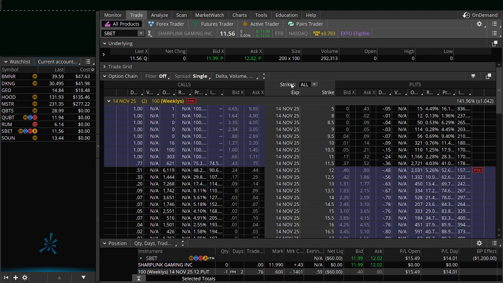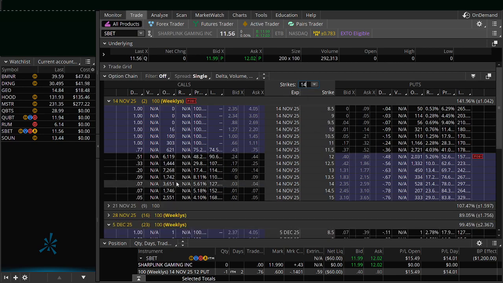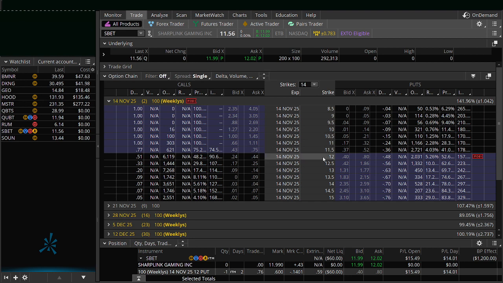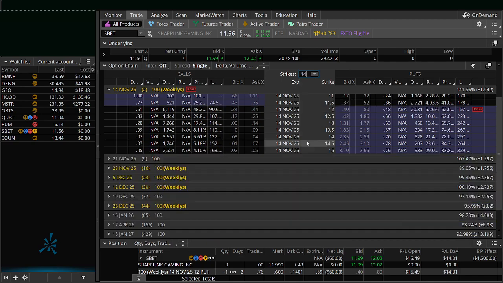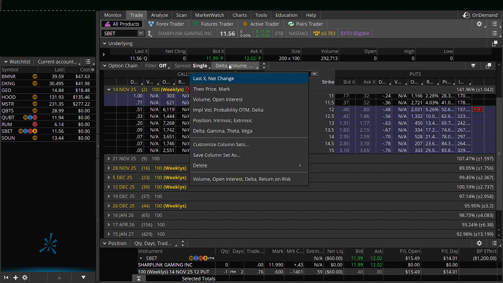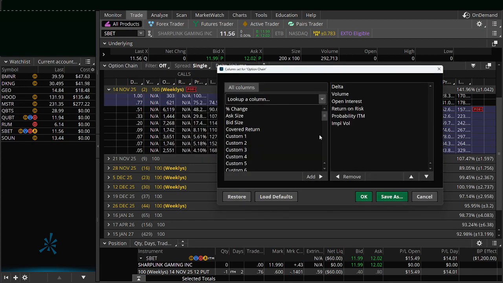Here under option chain, you have some options that you can select. I normally leave it to 14, and then if I see that the strike that I'm targeting is not available or not displayed, I'll click all and I'll dig for it. Some people don't realize that that's even an option. So if you come over here on option chain and you come 1, 2, 3, 4 over, you can customize these columns. And so I'm going to go ahead and do that.